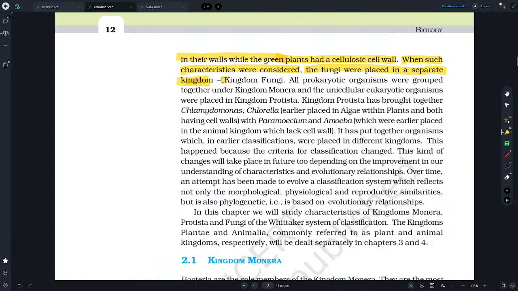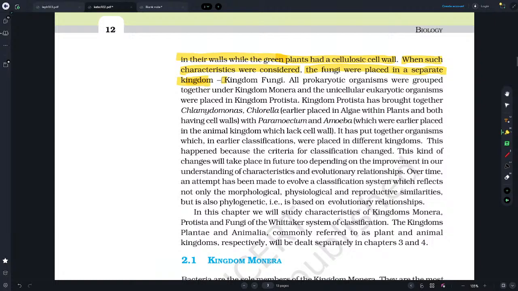In this chapter, we will study characteristics of kingdom Monera, Protista and fungi of the Whittaker system of classification. The kingdoms Plantae and Animalia, commonly referred to as plant and animal kingdoms respectively, will be dealt with separately in chapters 3 and 4. The first main topic is the kingdom Monera.